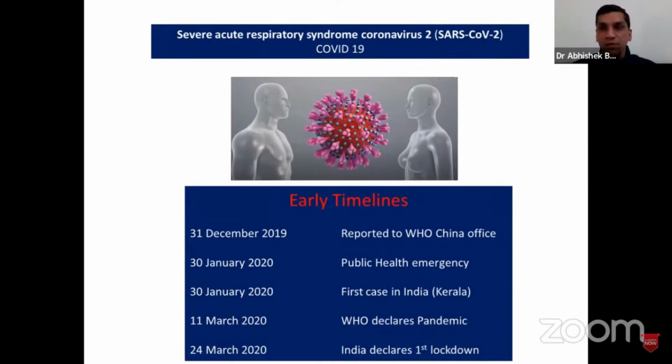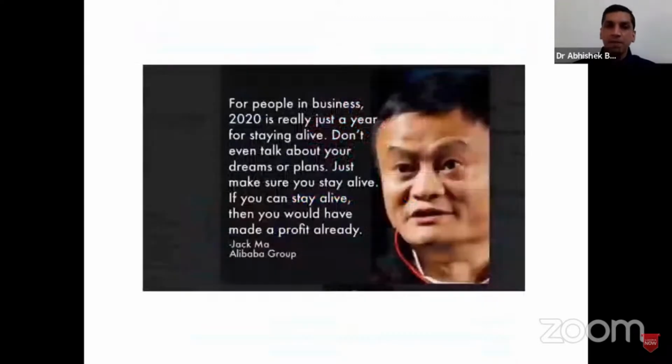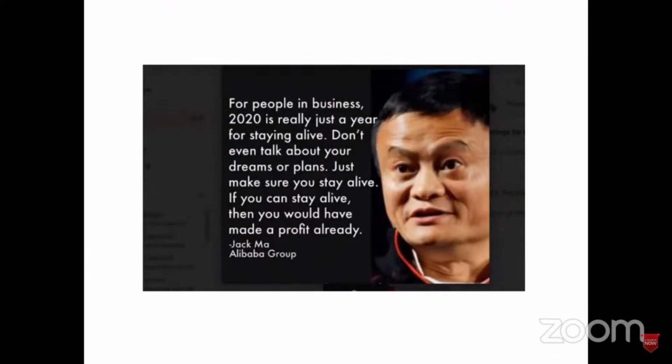On 11th March 2020, WHO declared it a pandemic. And on 24th March, India declared the first lockdown. So this is the sequence, just taking you back in the timeline, of how it all happened. And at that point in time, nobody knew what had struck us.